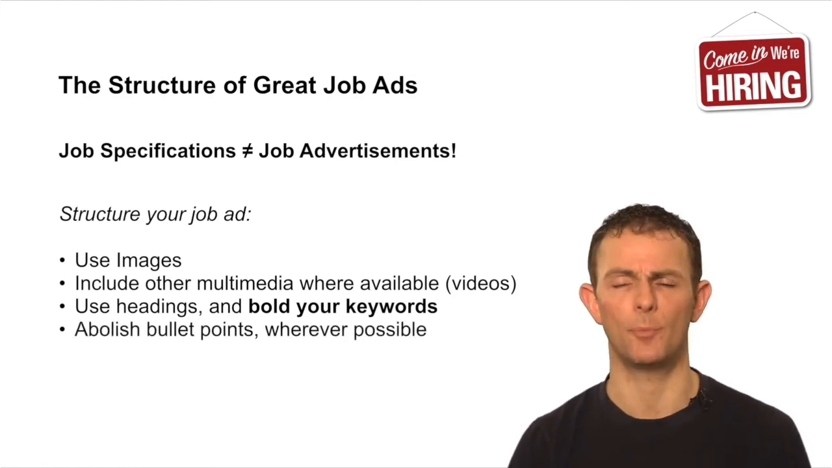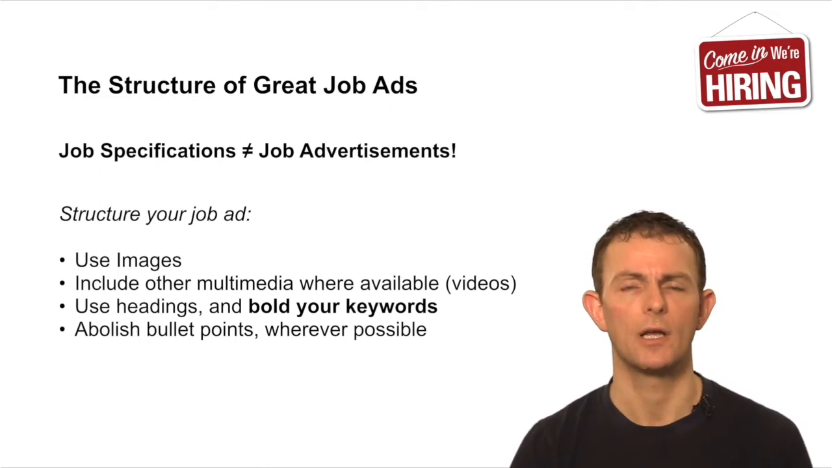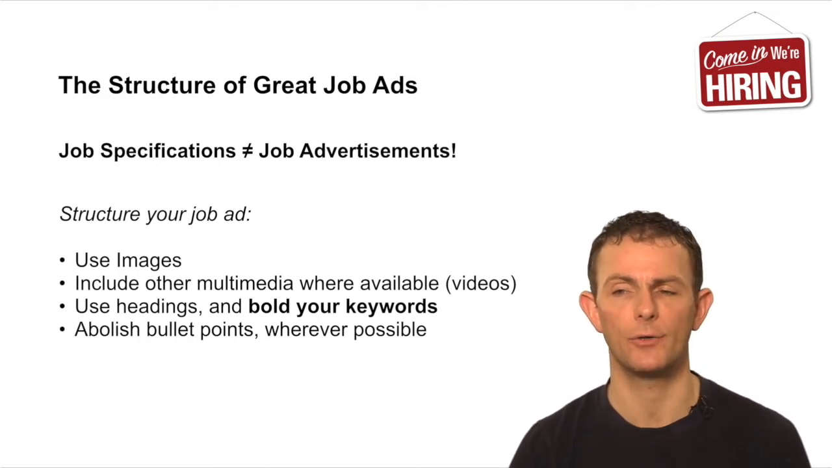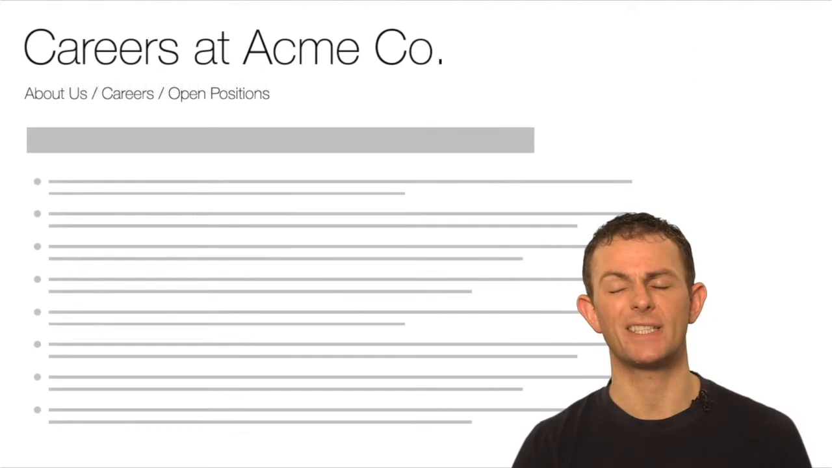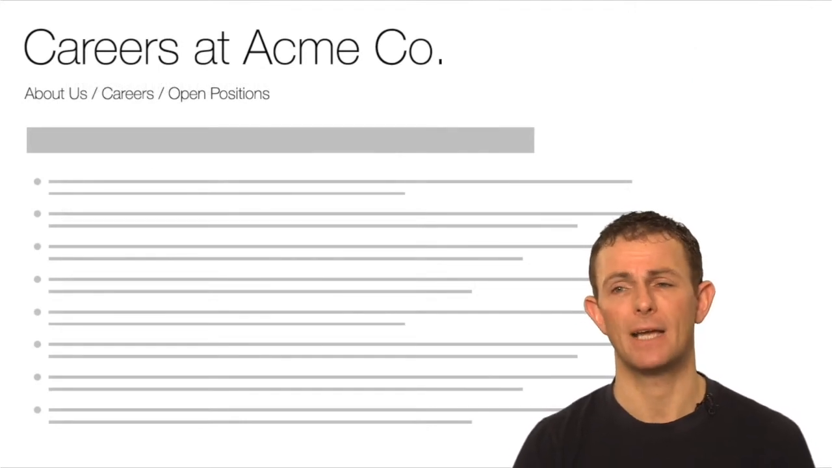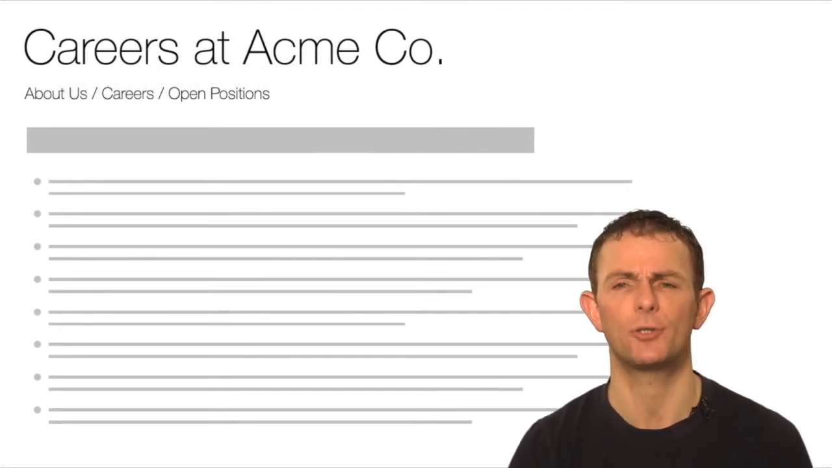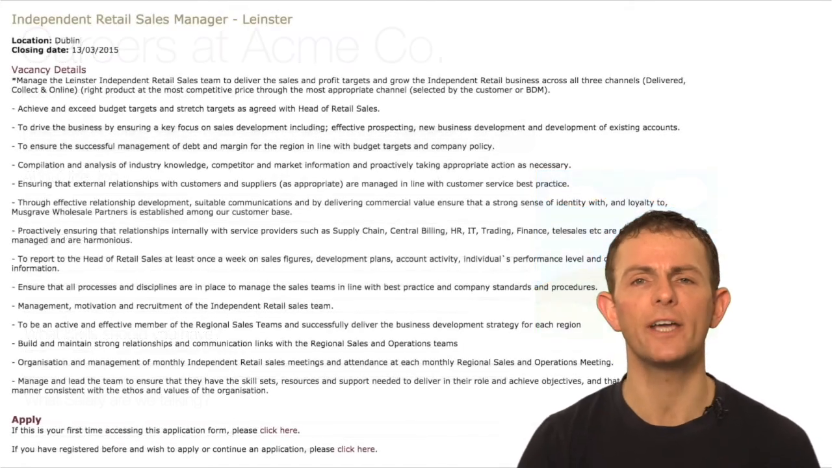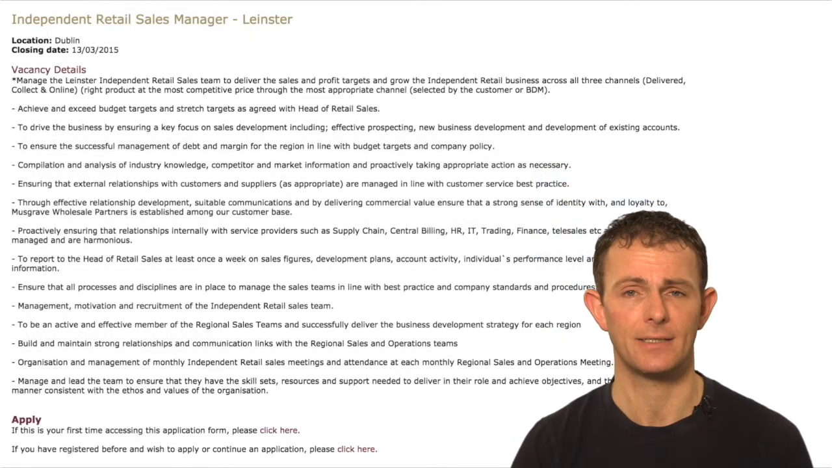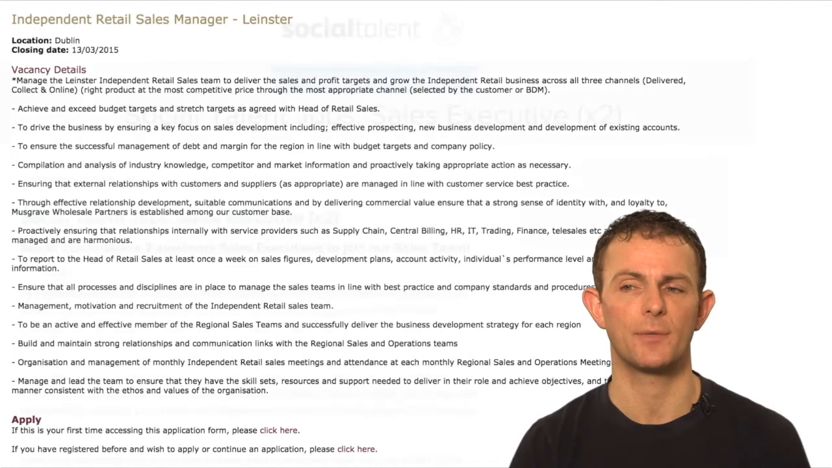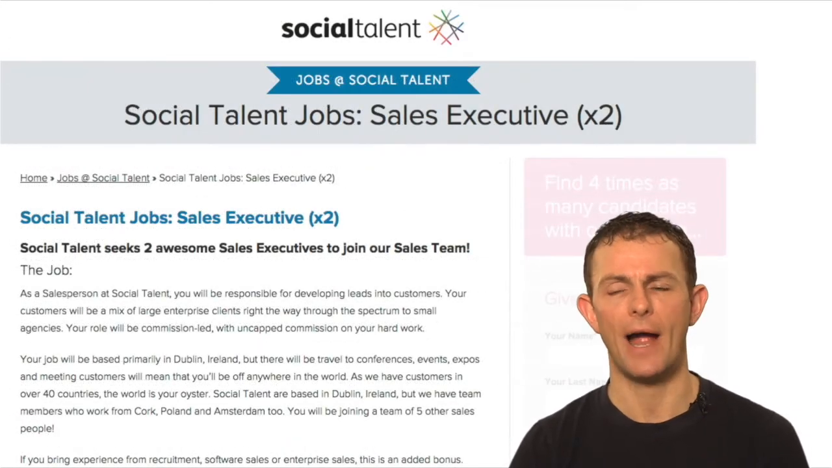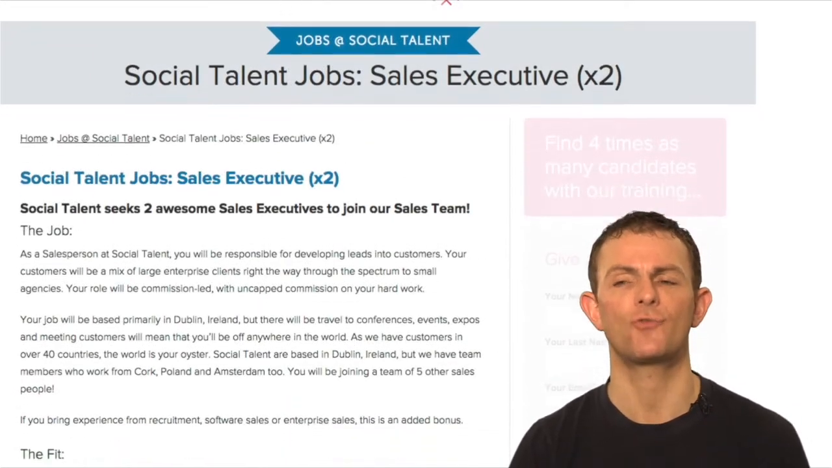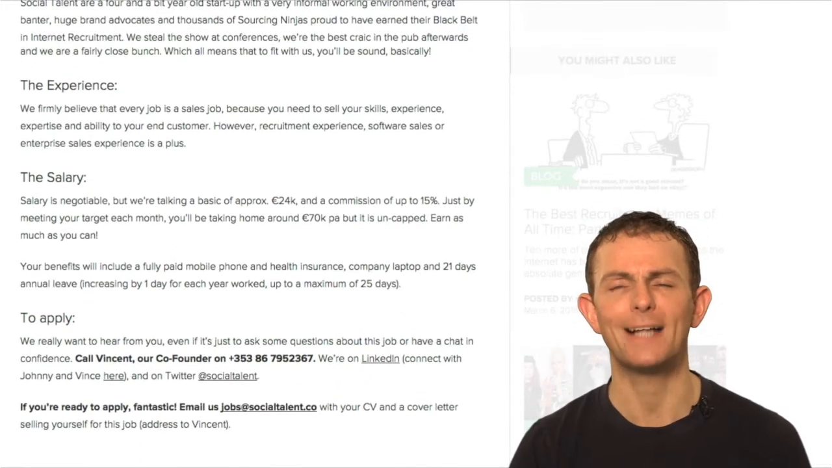Get rid of bullet points. Bullet points don't work. Wherever possible, try not to include them. We're going to move away from the typical job spec structure, lots of bullet points, and more towards this: structured paragraphs with great headings. So we avoid writing job descriptions like this and move towards writing job descriptions like this. Nice paragraphs with headings, structured format as well. That's what we're going to cover next.